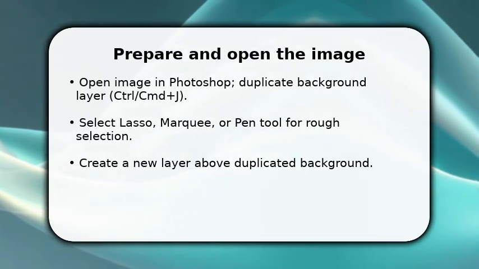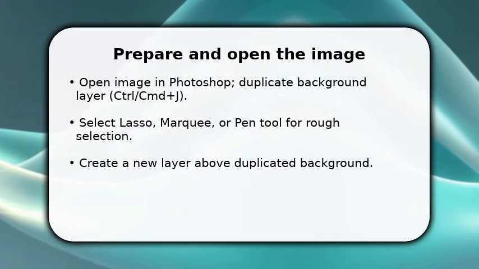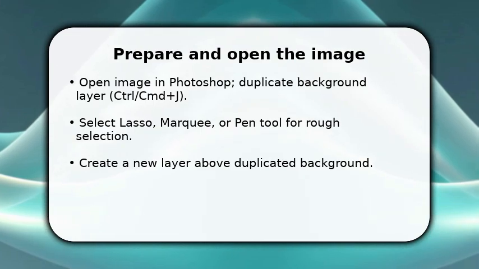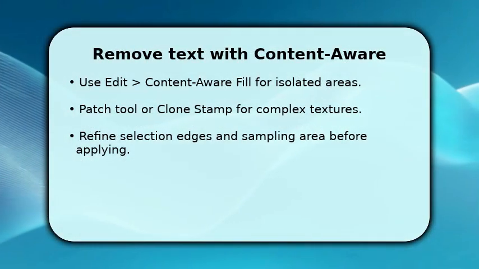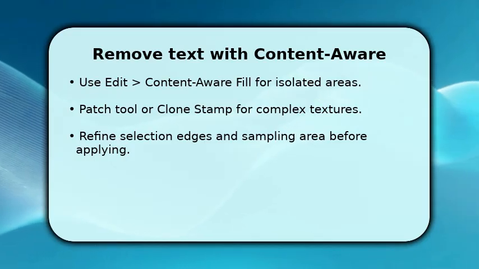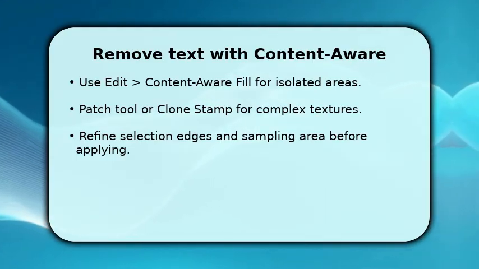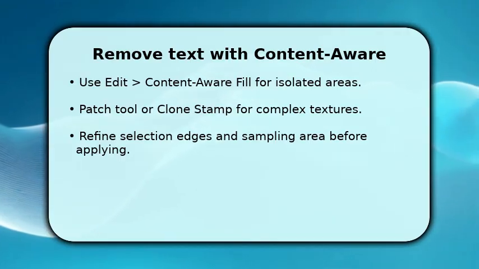Then create a new layer above the duplicate. You'll work non-destructively here, which speeds up corrections and preserves original image data. You'll use content-aware fill as the primary method because it analyzes nearby pixels and generates a natural fill. Choose Edit, Content-Aware Fill and inspect the sampling preview. If the result looks off, refine the sampling brush to exclude unwanted areas and tweak color adaptation and rotation settings.